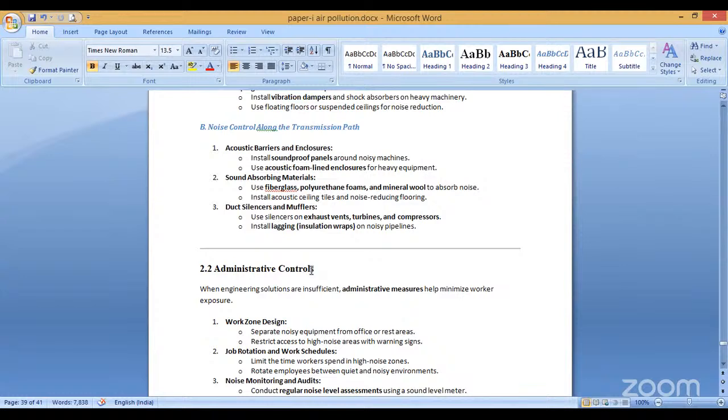Next, install acoustic ceiling tiles and noise-reducing flooring. Next one is duct silencers and mufflers. Use silencers on exhausts, vents, turbines, and compressors. Install lagging on noisy pipelines.